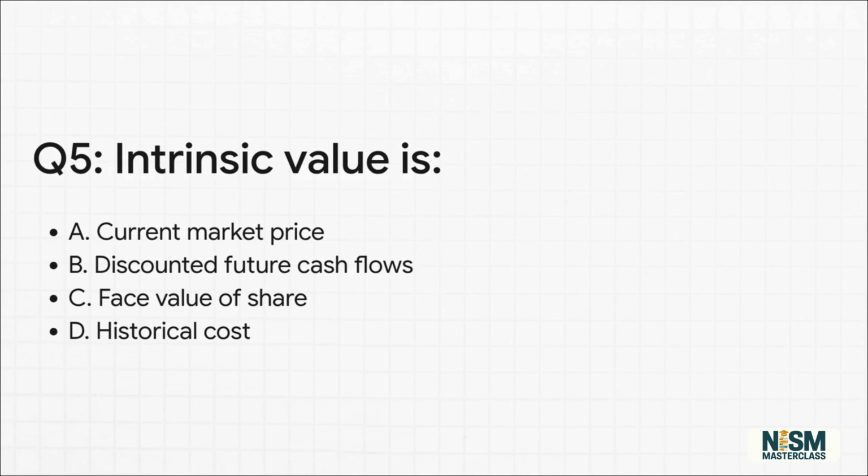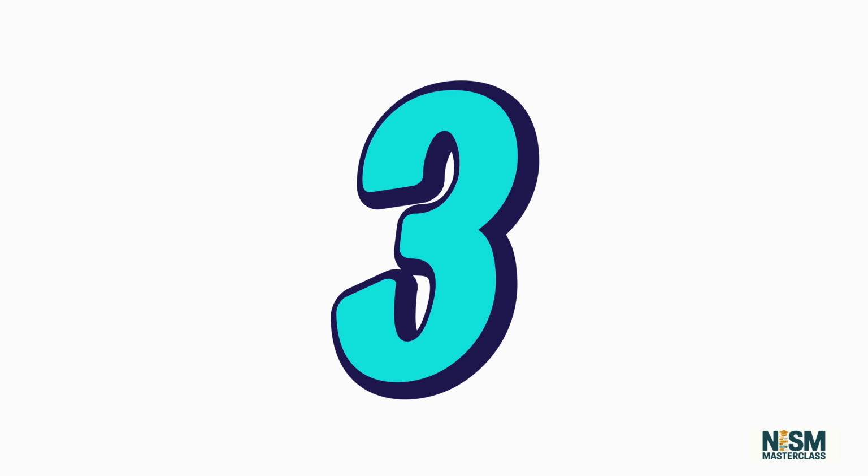Question 5. Intrinsic value refers to A, current market price, B, discounted future cash flows, C, face value of share, or D, historical cost. Pause now if you need more time.